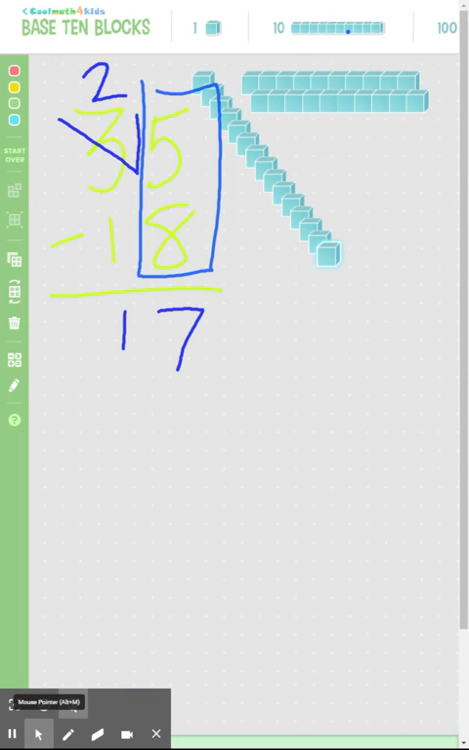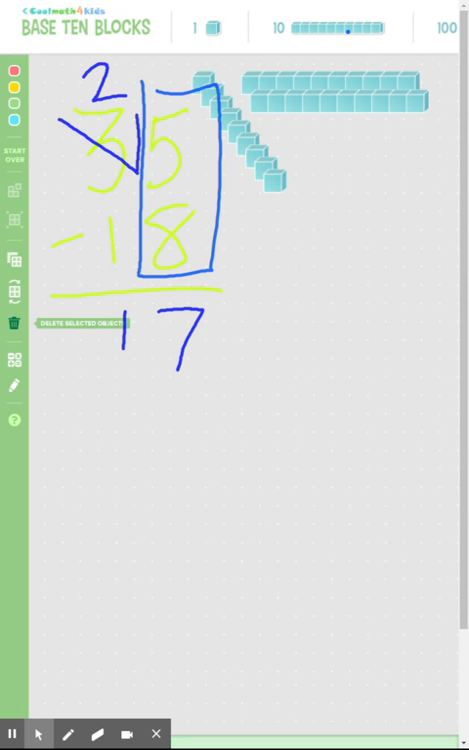So if we look at it on our blocks here, I have 15 ones now, and I'm going to take away 8. So 1, 2, 3, 4, 5, 6, 7, 8. And that leaves me with the 7 ones, and then I had 2 10s, and I'm going to take one of them away. And that leaves me with 1.